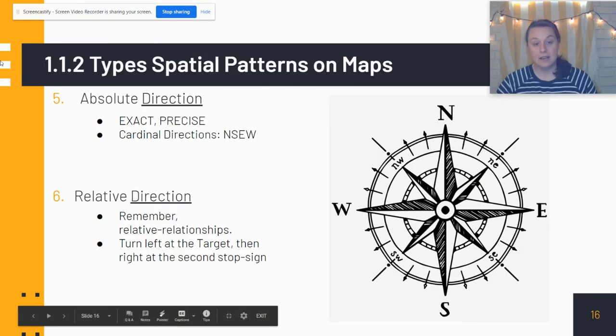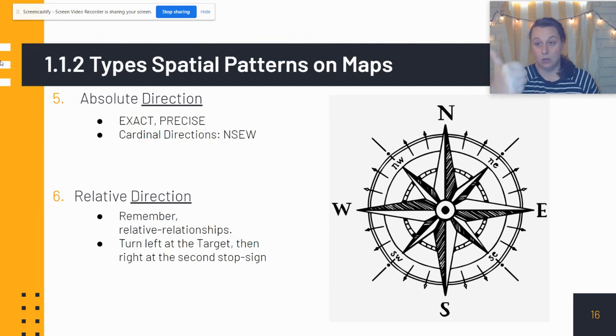Okay, so let's talk about now direction. So far we've talked about location, distance, and now direction. Again, absolute direction is exact, precise, measurable. So think your cardinal directions, north, east, south, and west, right? That's an example of absolute direction. Now, again, relative equals relationships. Relative direction is going to be how you are finding your way on a map or verbally, having to do with some sort of relationship to that location.